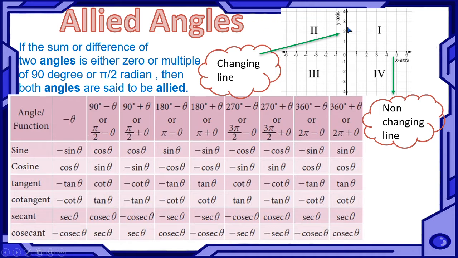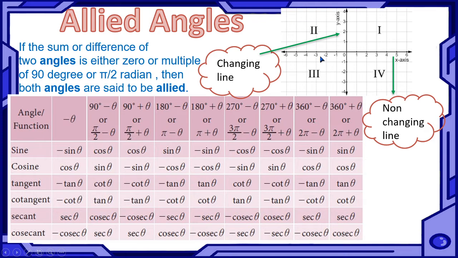But if I talk about sine 90 plus theta, so I'm talking about this changing line again, 90 plus. So again sine will be converted into cos, but in second quadrant sine is positive or negative? Sine is positive. So again if I say sine 90 plus theta, it will be cos theta. Sine 90 plus theta, see, it is cos theta.